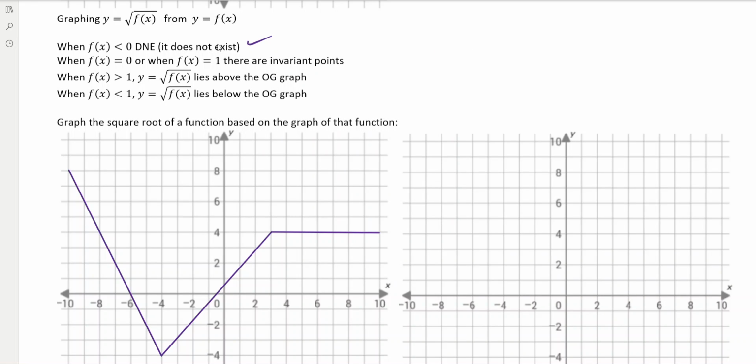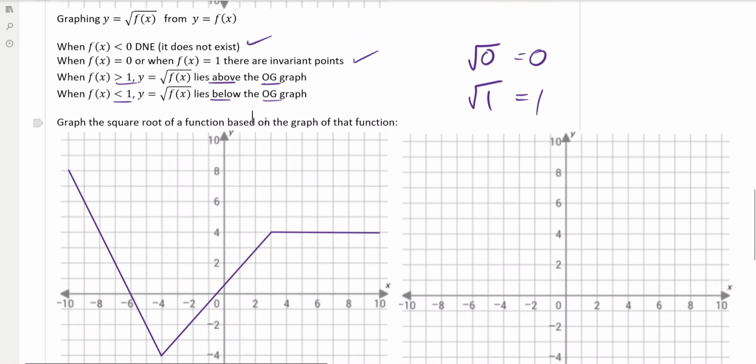Okay? When it equals 0 or 1, there are invariant points. So wherever f of x equals 0, they're going to be invariant points. Or f of x equals 1, they're going to be invariant points. Okay? So you can imagine that square root of 0 still equals 0. Square root of 1 still equals 1. That's what that's saying. Okay? If it is greater than 0, it's going to lie above the original graph. If it is greater than 1, it's going to lie above. Less than 1, it's going to lie below.